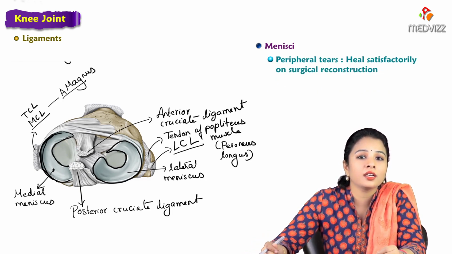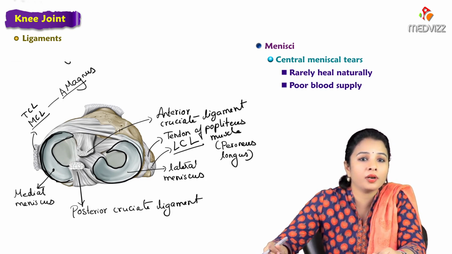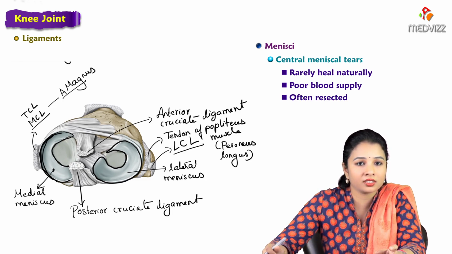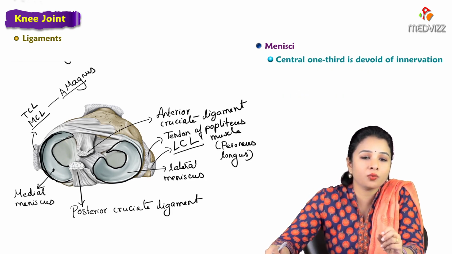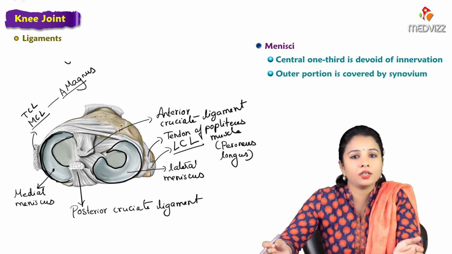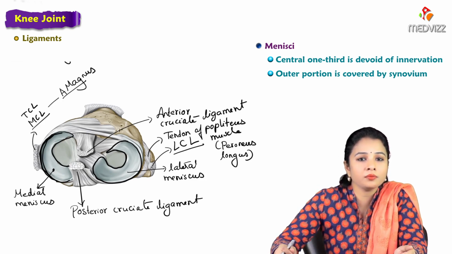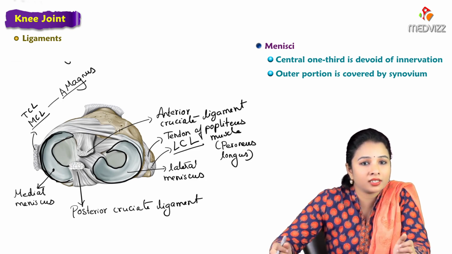So peripheral tears have the potential to heal satisfactorily on surgical reconstruction, whereas the central meniscal tear rarely heals naturally because of its poor blood supply and is often resected. If there is any injury, they are often resected because they cannot heal because of their poor blood supply. The central one third is devoid of any nervous innervation in the menisci. The outer part of the menisci is covered by the synovium, from where it gets nutrition, because synovium is rich in blood supply.